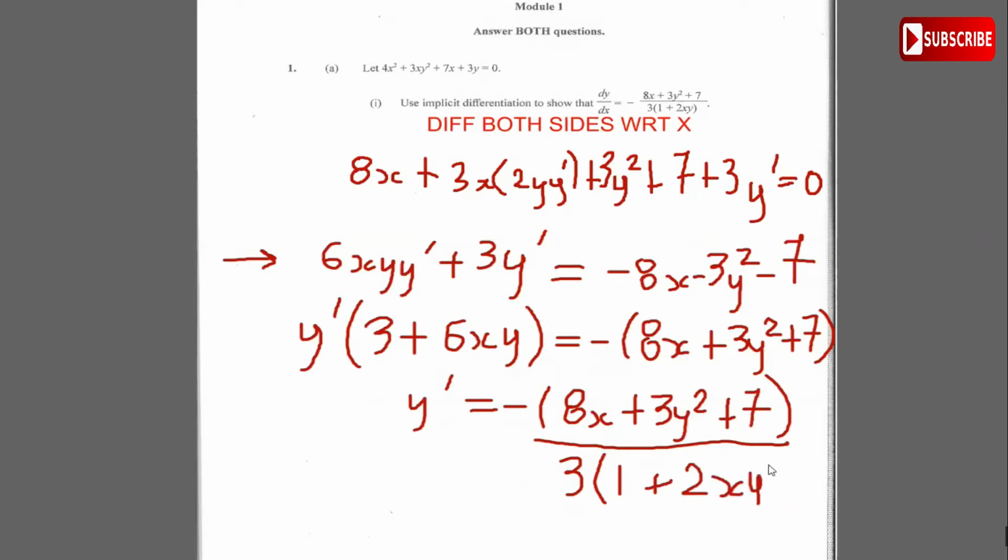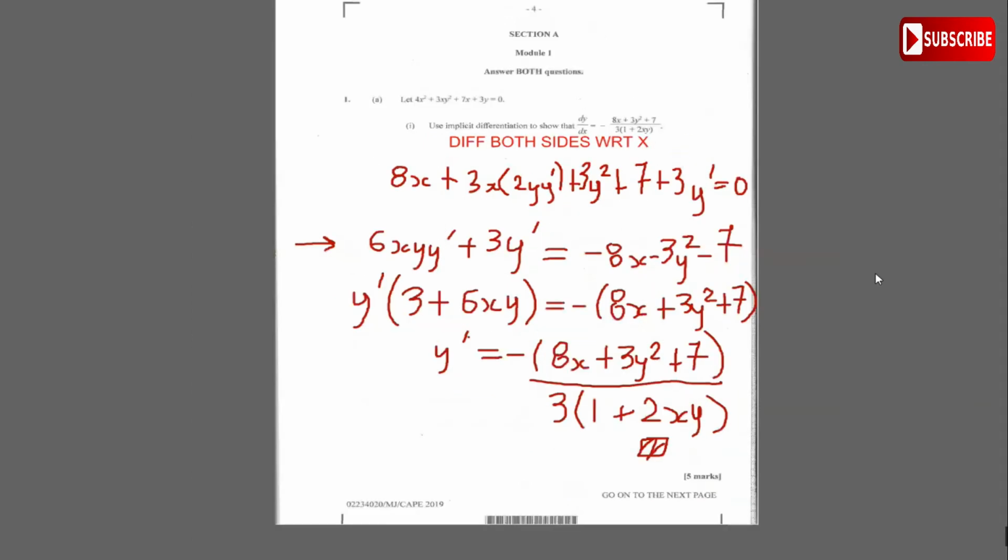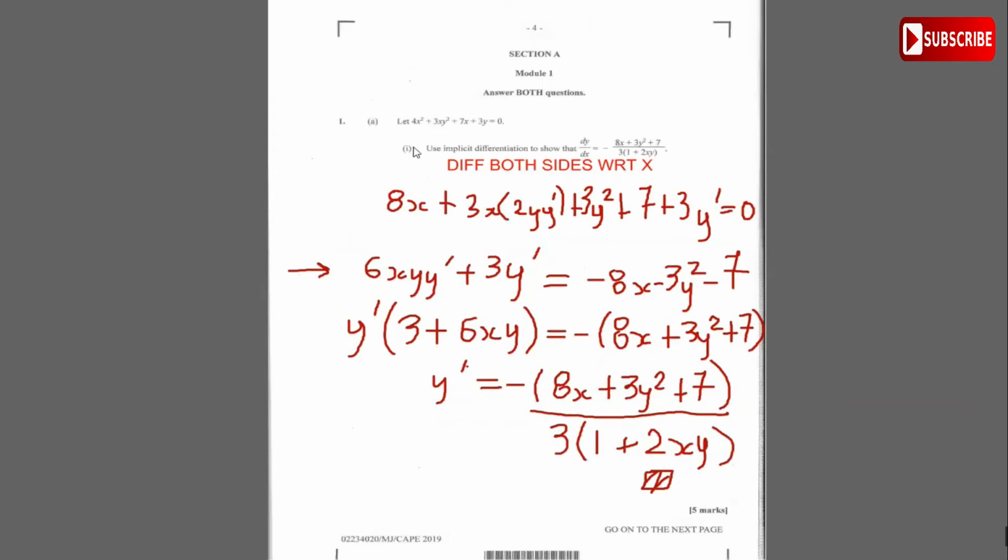Nice and easy. Remember that y prime is dy by dx. All right, so this is shown. So that takes care of question 1, part 1.